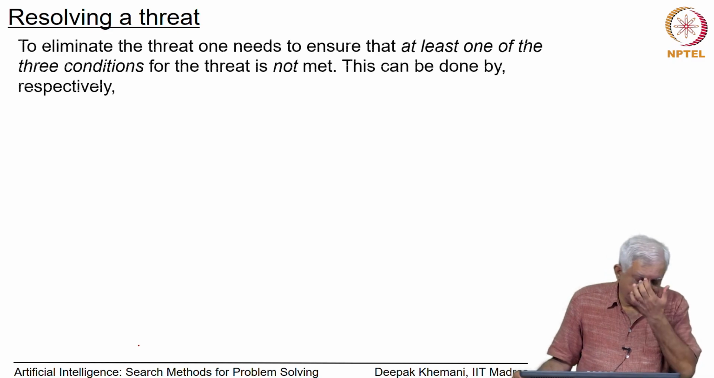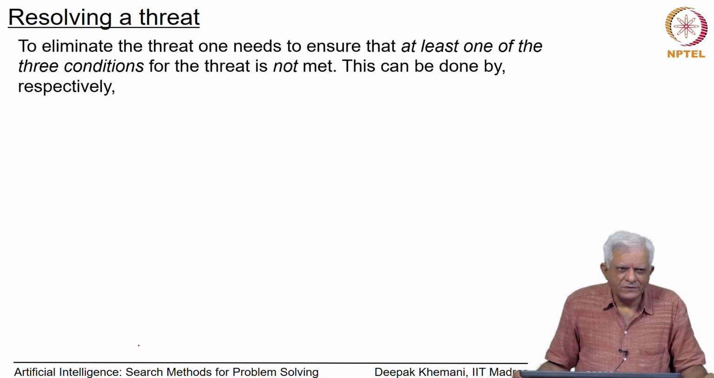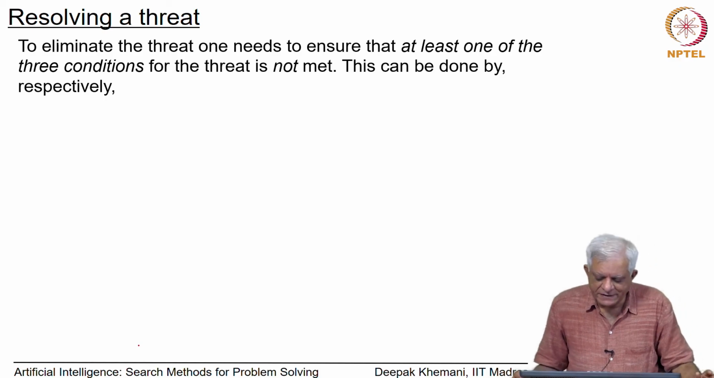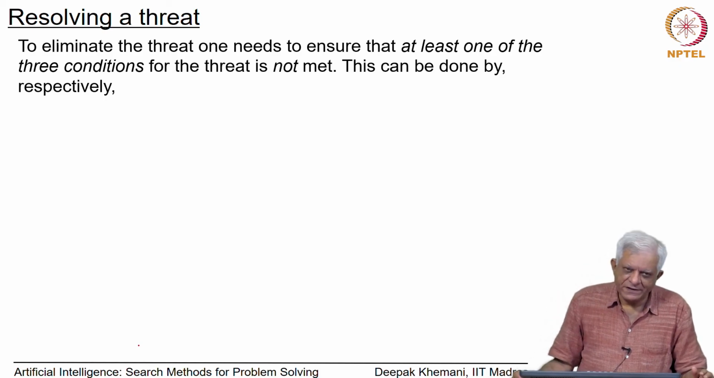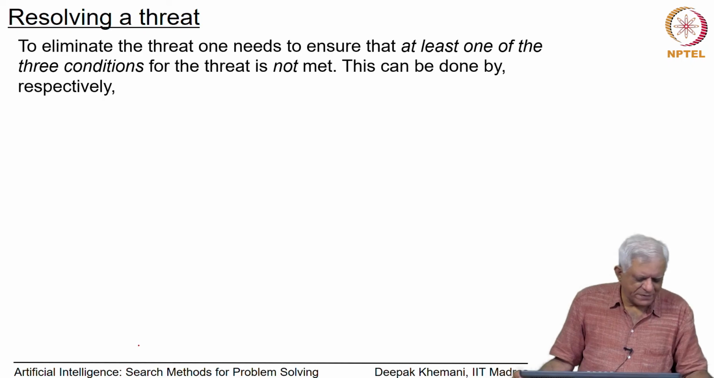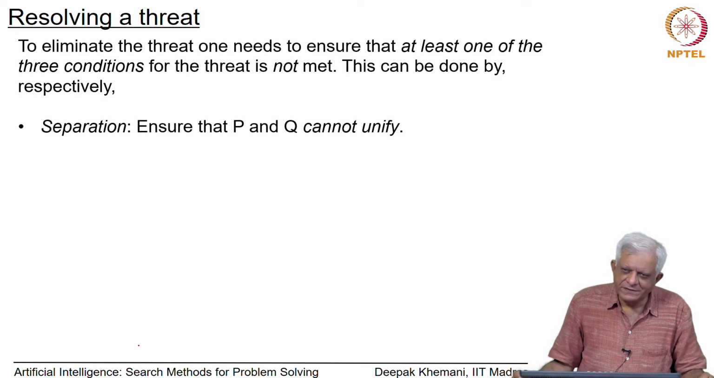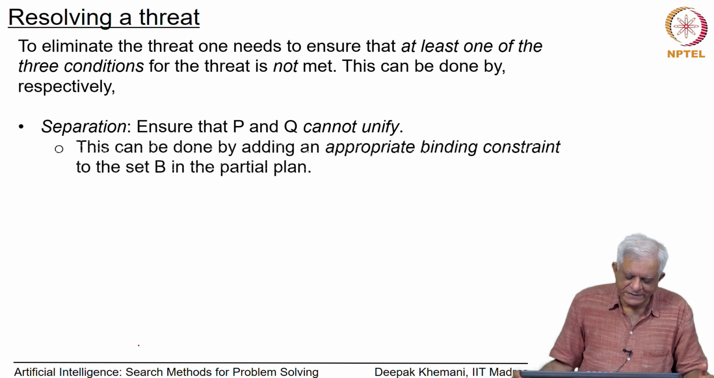Essentially, what we can do is to eliminate one of the preconditions. So, to eliminate the threat, one needs to ensure that at least one of the three conditions which are required for the threat to materialize is not met essentially. So, this can be done by undoing any one of the three, respectively, for the three conditions needed for the threat.